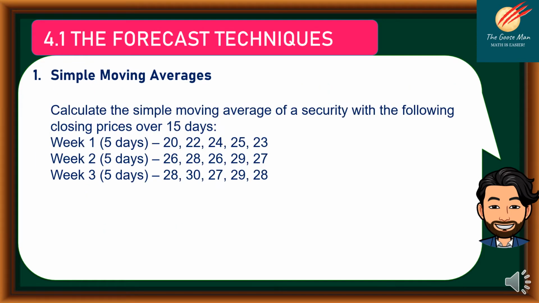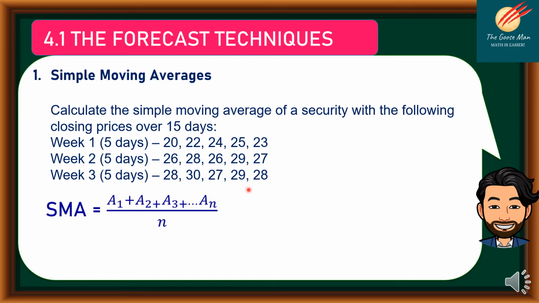So let's have an example on the simple moving average. Calculate the simple moving average of a security with the following closing prices over 15 days. Week 1, we have 5 days: 20, 22, 24, 25, 23. For week 2, we have another 5 days: 26, 28, 26, 29, 27. And week 3, we have 5 days, namely 28, 30, 27, 29, and 28.